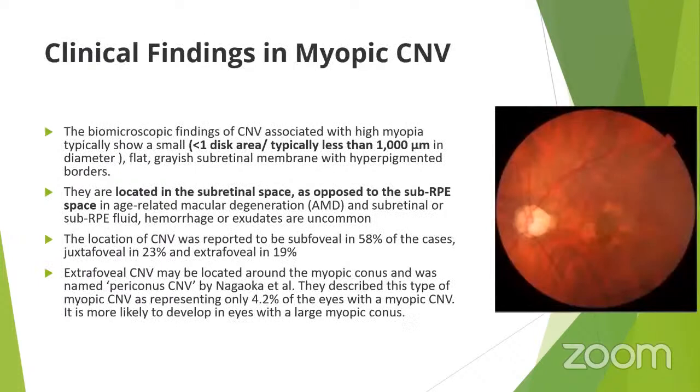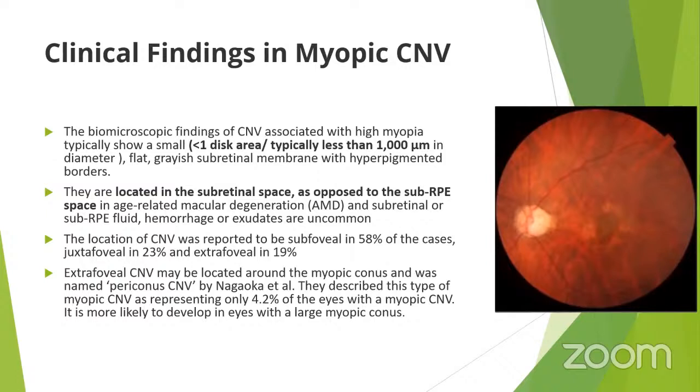Clinical findings on biomicroscopy: the CNVM typically appears as a flat, grayish subretinal membrane with hyperpigmented borders, less than 1 disc diameter, or less than 1000 microns in diameter. It is important to notice that they are located in the subretinal space, so it is a type 2 CNVM, as opposed to the sub-RPE space in age-related macular degeneration. Subretinal or sub-RPE fluid, hemorrhage, or exudates are uncommon.